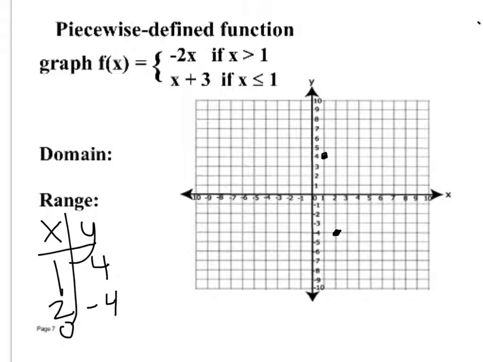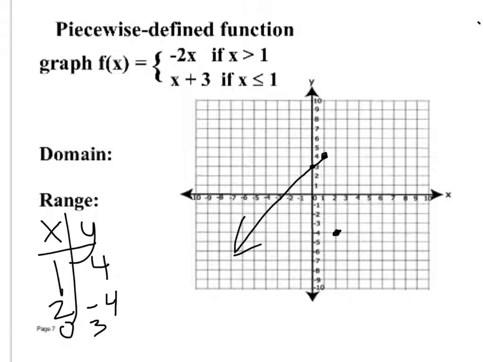If I put 0, which one do I use? Nick says x plus 3. He's right because 0 is less than or equal to 1. So what's 0 plus 3, Nick? 3. So I need to go 0, 3. My graph is going to go in this direction, agree? X plus 3 is going to go in that direction if my x is less than or equal to 1.